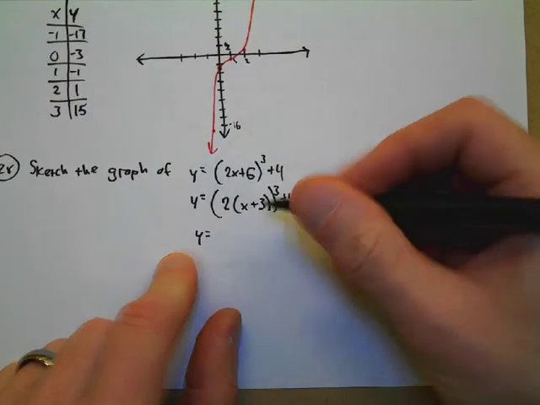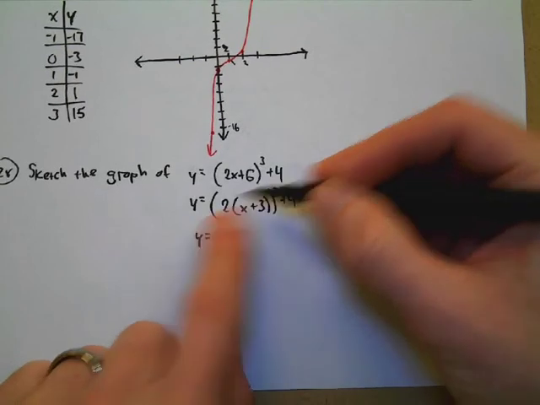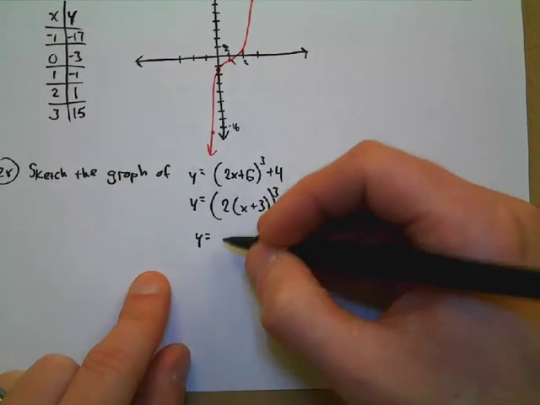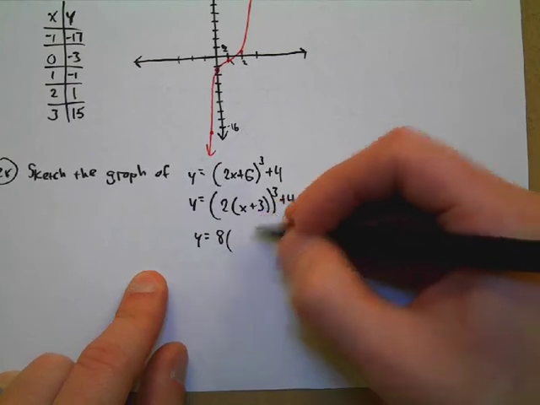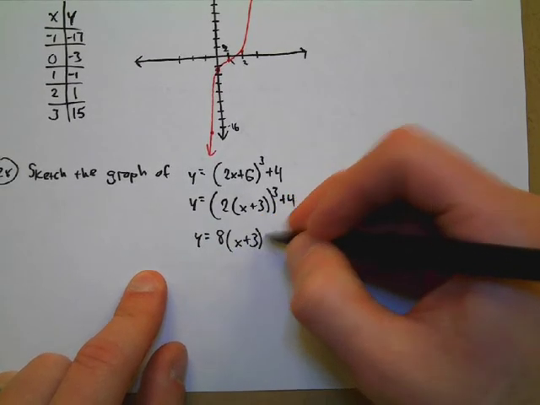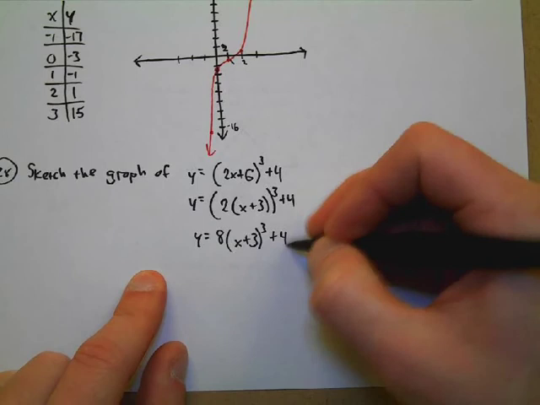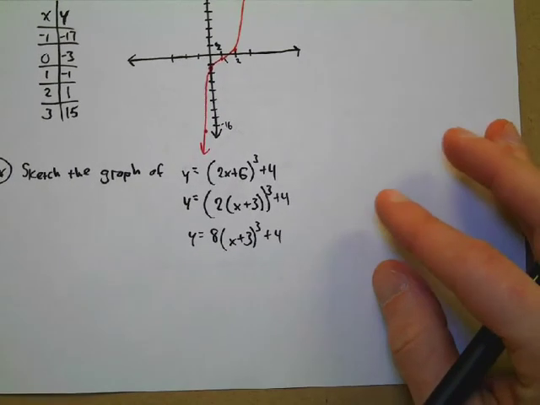Well, 2 has to be cubed. What is 2 cubed? It's 8. 2 times 2 times 2, right? So I'm going to make that 2 cubed become an 8, and then that'll leave me with the x plus 3 cubed plus 4, like that. And now we have it in the normal form where you guys could then graph that.